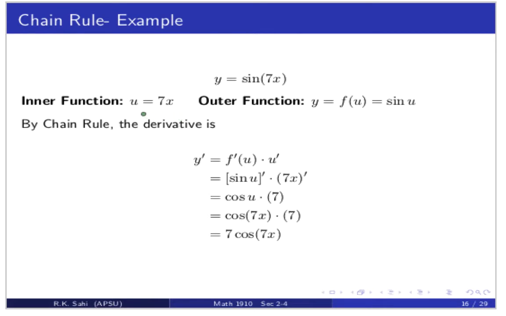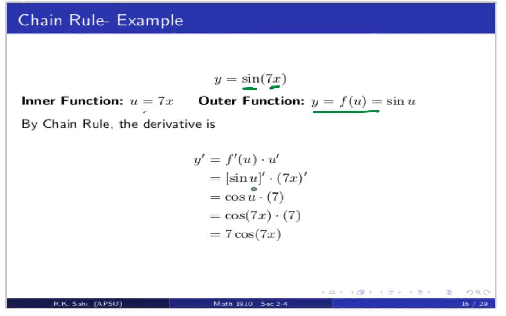Now, notice the inner function is 7x and the outer function is sine. So for these kinds of functions, when you have to take the derivative, you will be doing the derivative of the outer function, which is f, and the inner function is u. So you write the derivative of y as f prime of u times u prime. So what is f prime of u? Remember, f of u is sine of u. So sine u prime times 7x prime, because that is the inner function, 7x.